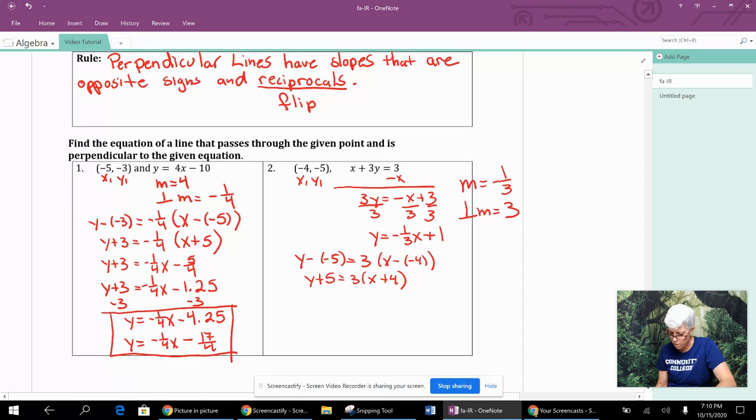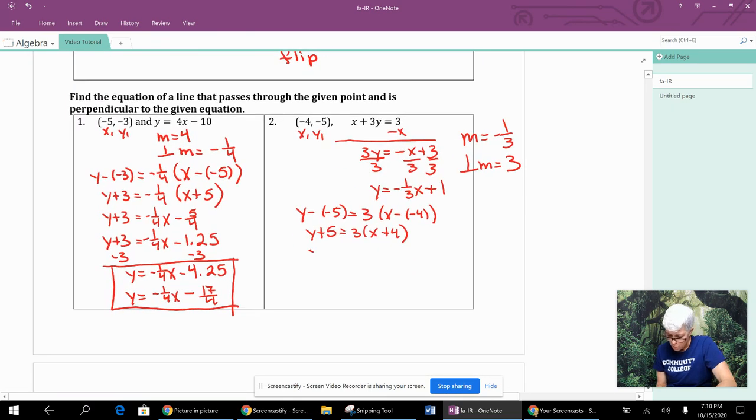All right, I'm going to keep going here. I'm going to distribute my 3x plus 12, and I'm going to subtract the 5 because I'm trying to get it in slope intercept form. So I have it now in slope intercept form, and I am done. Let's move on.